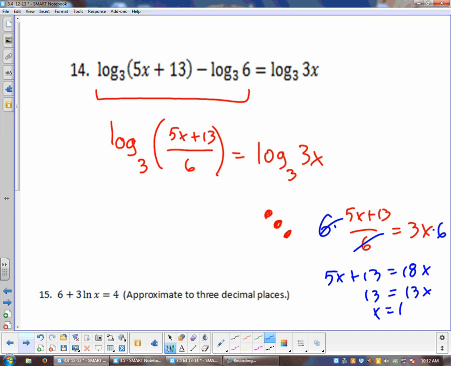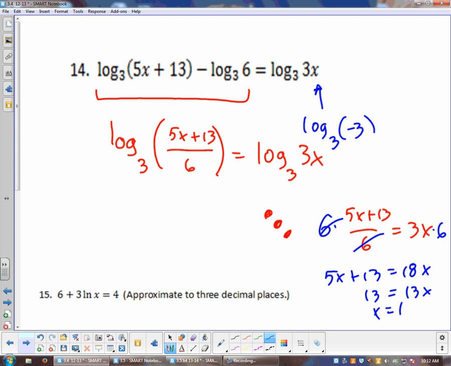This x turned out to equal 1. What if it had turned out to equal negative 1? Are we still going to accept that as our answer? Why not? You can't have a log of a negative number, so if I tried to check it and plugged in negative 1 here, I'd have log to the base 3 of negative 3. What's log to the base 3 of negative 3?